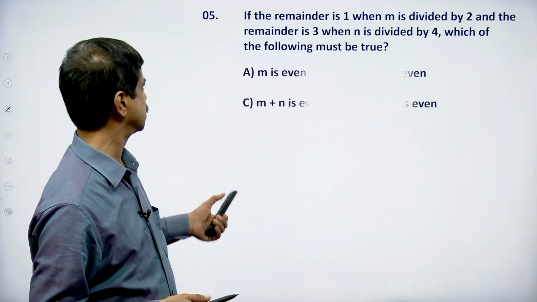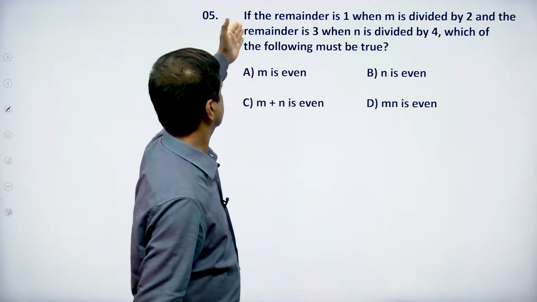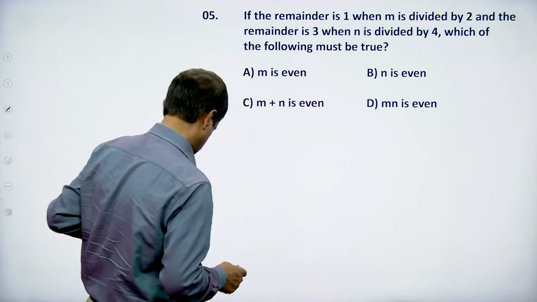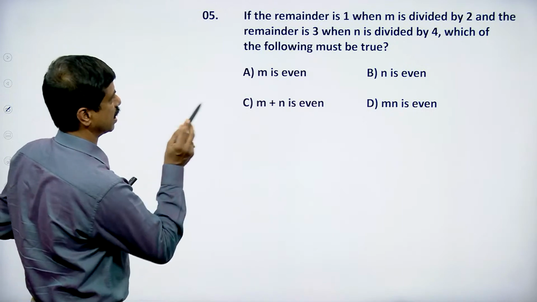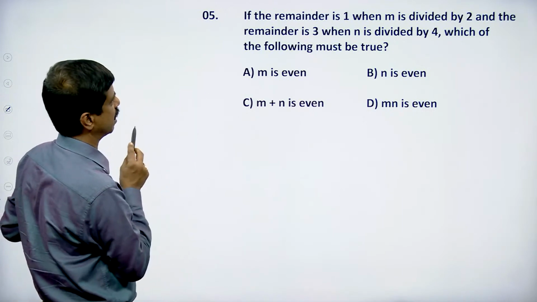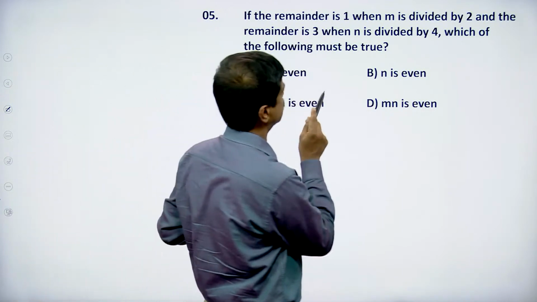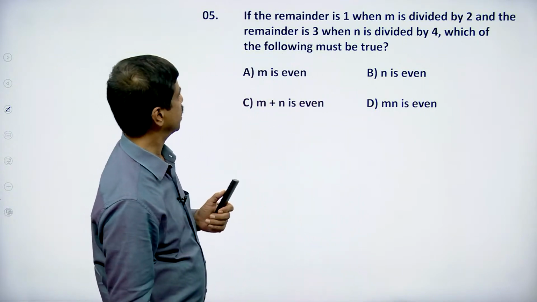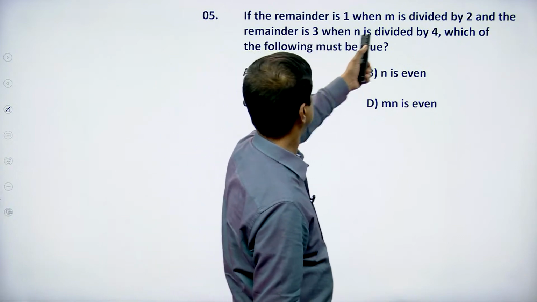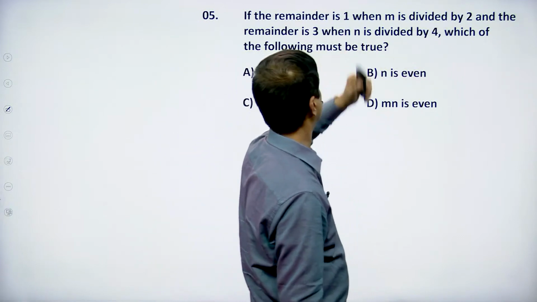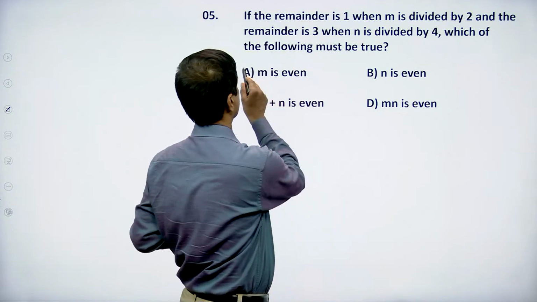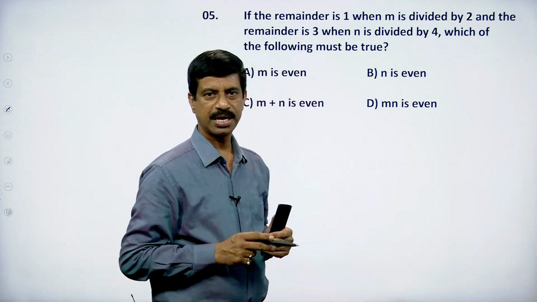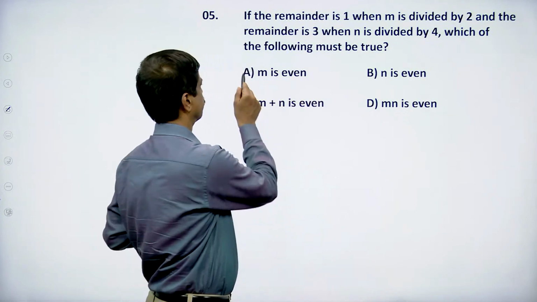So let's look at this. You see, the remainder is 1 when m is divided by 2, and the remainder is 3 when n is divided by 4. Which of the following must be true? M is even, he says. So when m is divided by 2, the remainder is 1. Therefore, m is even is wrong, because when you divide an even number by 2, you will not get remainder 1. So this is wrong.